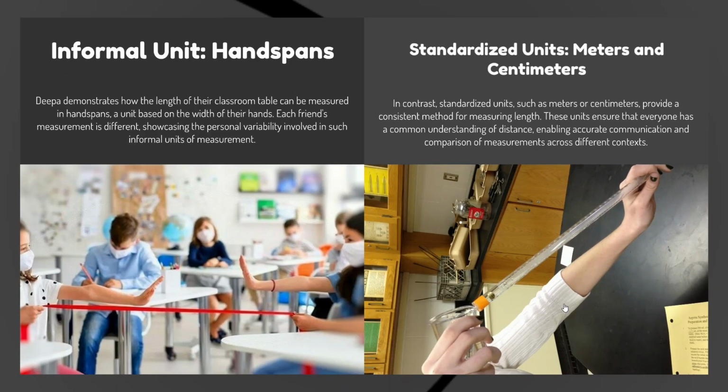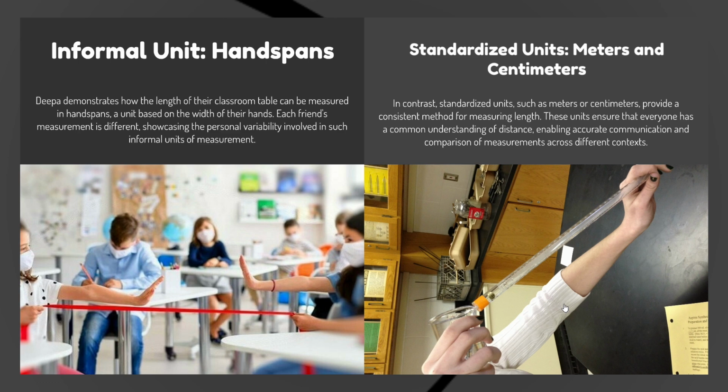So coming to the next topic, informal unit: handspans. Deepa demonstrated how the length of their classroom table can be measured in handspans, a unit based on the width of their hand. Each friend's measurement is different, showcasing the personal variability involved in each informal unit of measurement, which means it shows variation from one person to another because their hand sizes differ.